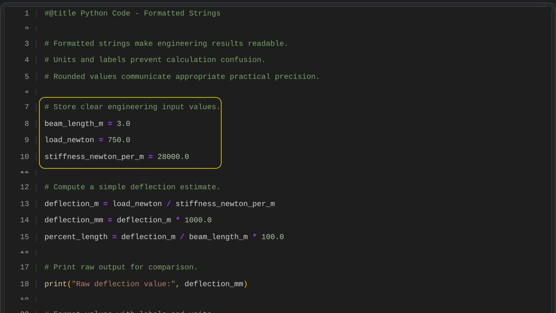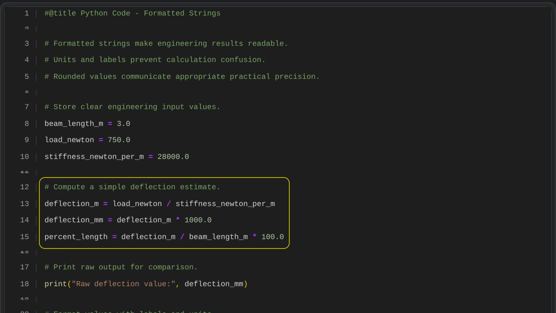The beam analysis begins by setting three key values: a beam length of 3 meters, an applied load of 750 newtons, and a stiffness of 28,000 newtons per meter. These inputs describe the beam's size, the force acting on it, and its resistance to bending, forming the basis for calculating deflection. The code estimates beam deflection by dividing the applied load by the beam stiffness.